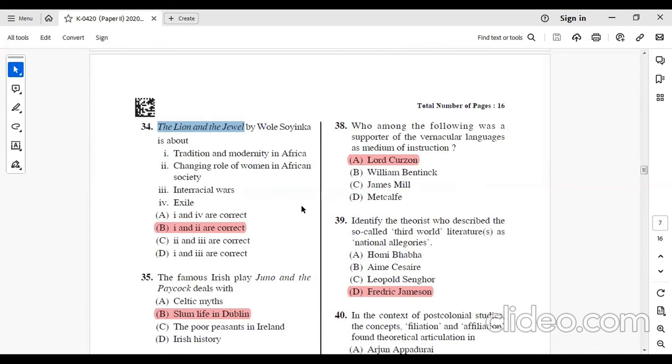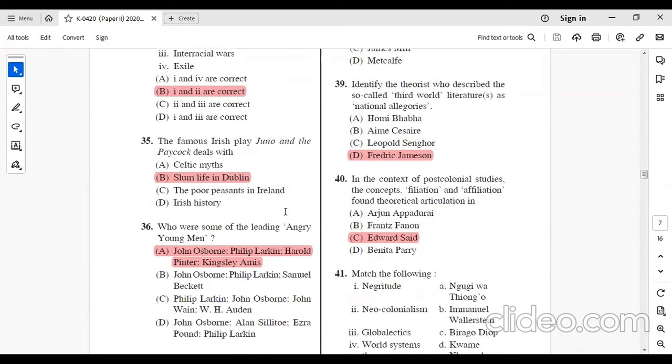Next, question number 35. The famous Irish play, Juno and the Paycock, deals with the slum life in Dublin. And who has written this play? This play, Juno and the Paycock, is written by Sean O'Casey.